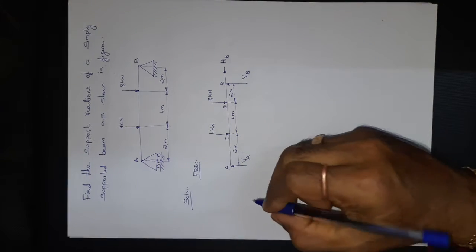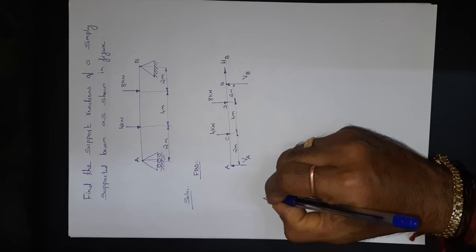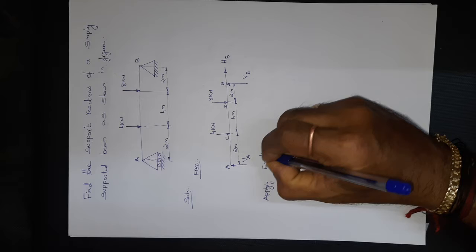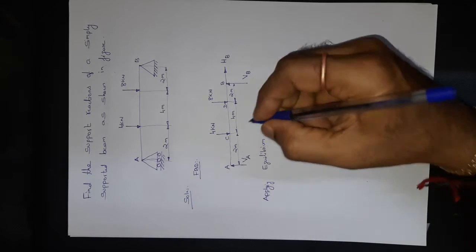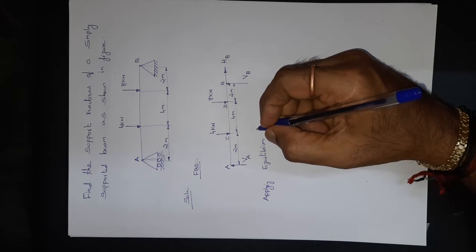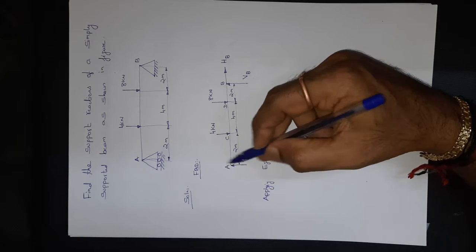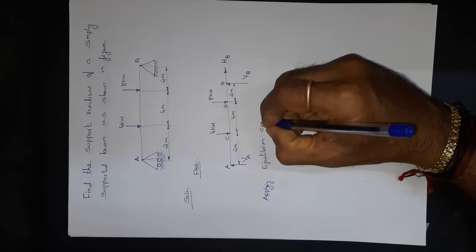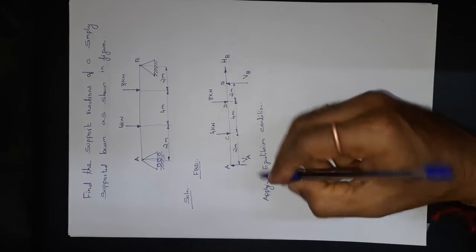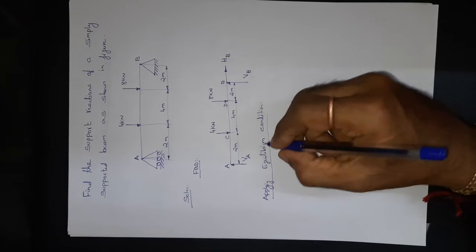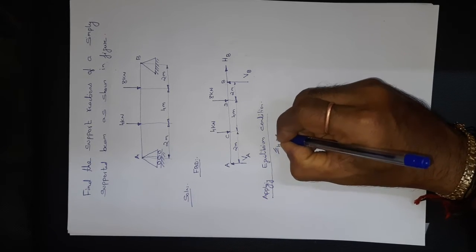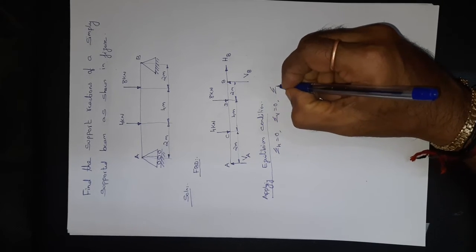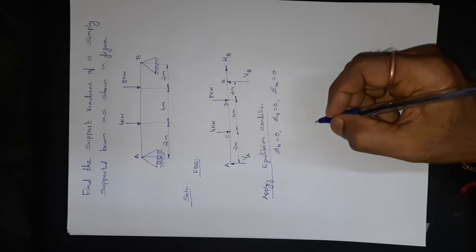Right. So now I am going to apply the equilibrium condition. When you draw the FBD, by default you will have to apply the equilibrium condition, because once you draw the FBD, there will be unknowns. When there are unknown forces, you have to apply the equilibrium conditions. What they say: the sum of horizontal forces is equal to 0, the sum of vertical forces is equal to 0, and the sum of moments is equal to 0.